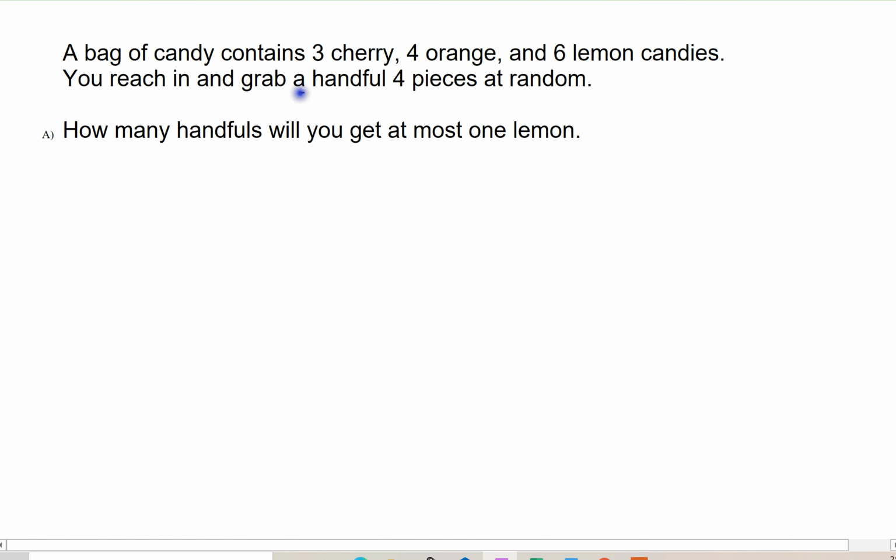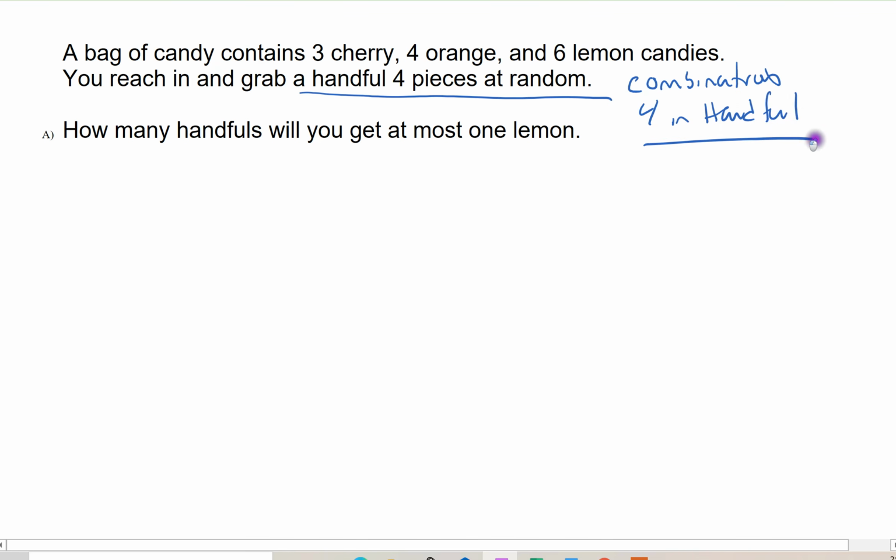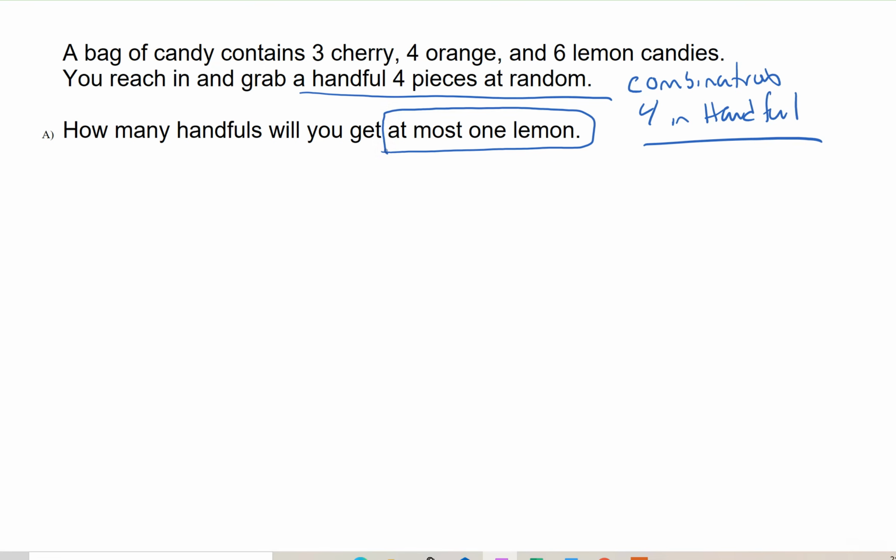You reach in and grab a handful of 4. So as soon as you see handful, that's combination. And I'm going to pick 4 in the handful. Alright, how many handfuls will you get at most? So there's that other phrase. At most, 1 lemon. So at most would mean my maximum. I get 1 lemon or fewer. I get 1 lemon or no lemons, right? That would be fewer than 1.